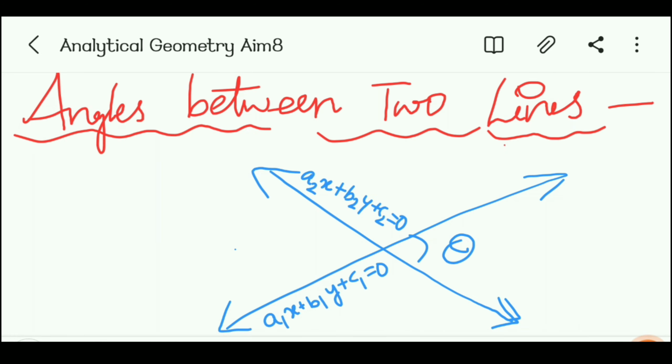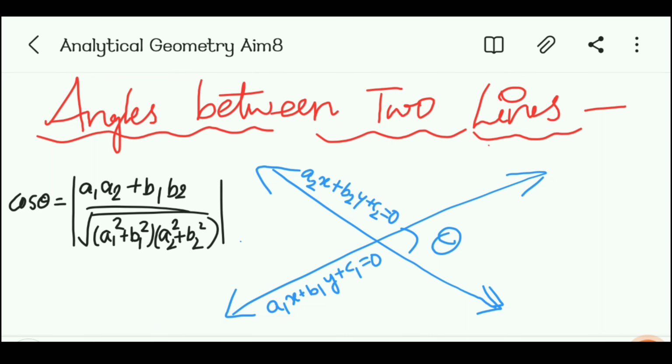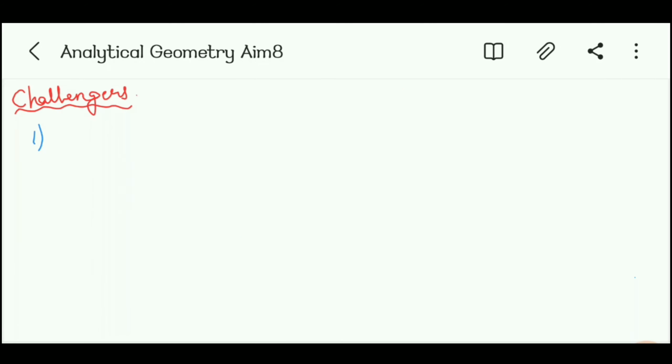Now if we want to find the angle between any two lines, suppose it is given as a2x plus b2y plus c2 is equal to 0 and a1x plus b1y plus c1 is equal to 0. So how can we find it? I will write the formula. The formula we have to use is cos theta is equal to, in modulus, a1 into a2 plus b1 into b2 by root over a1 square plus b1 square into a2 square plus b2 square.